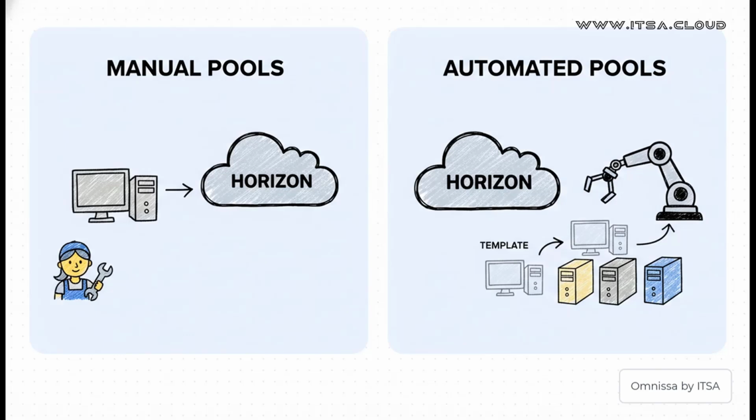This really lays out the core difference perfectly. On the left, with manual pools, you're using machines you already own. You're completely sidestepping Horizon's automatic creation process, which puts you firmly in the driver's seat. Now compare that to the right side, automated pools, where Horizon does everything. It builds from a template and manages that machine's entire life.